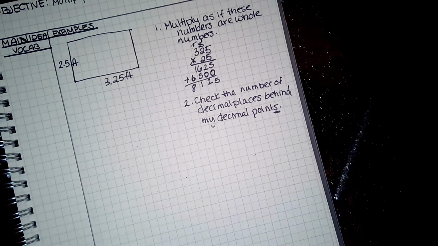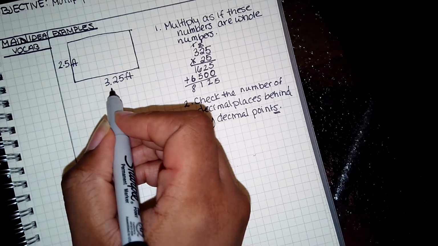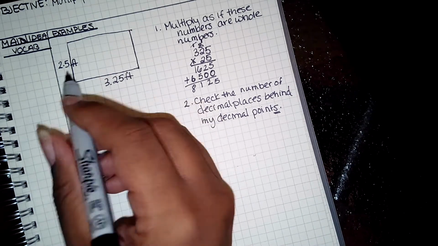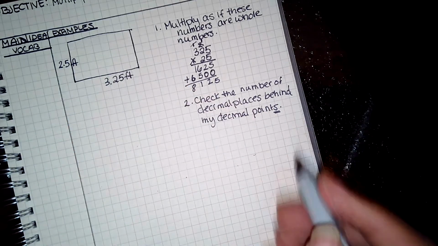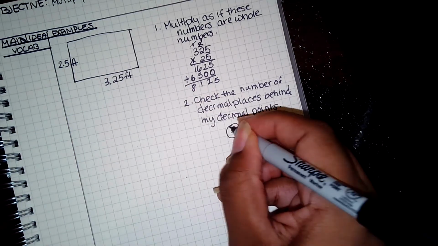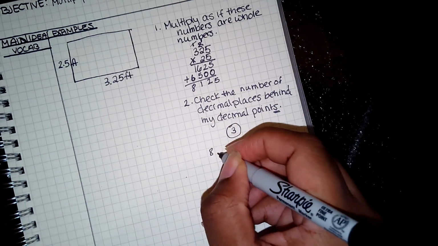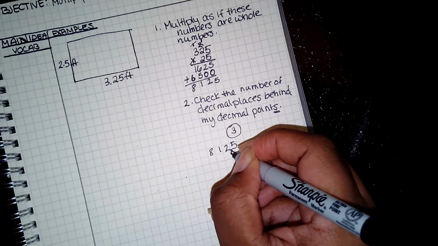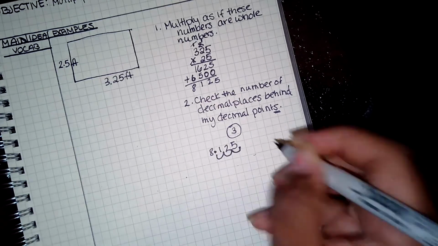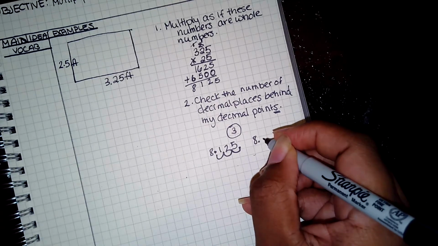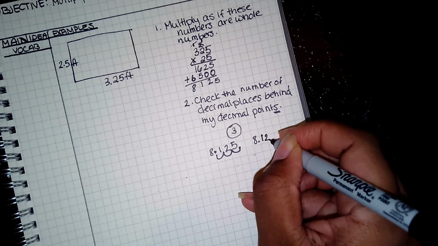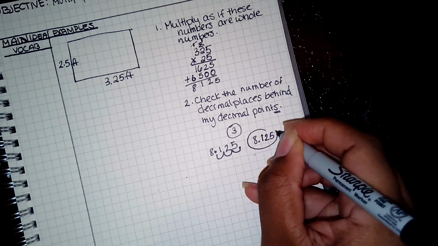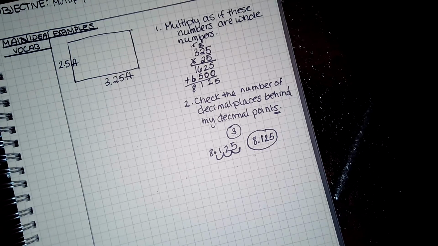So both numbers. So in 3.25, I have 2 spaces, and 2.5, I have 1. So a total of 3 spaces. So that means for my number, 8125, I'm going to move my decimal place 1, 2, 3. So my answer will be 8.125. And that's how we do our multiplying with decimals.